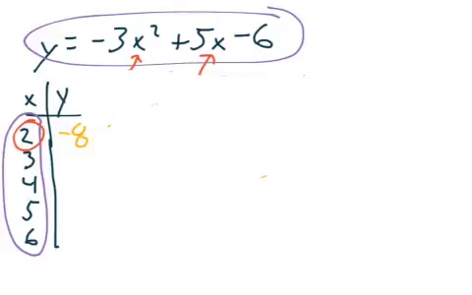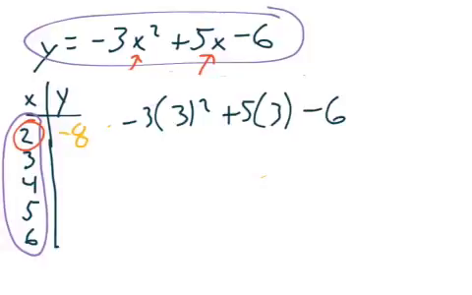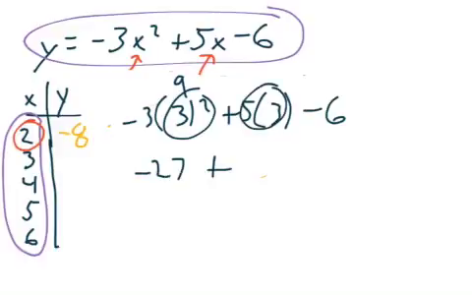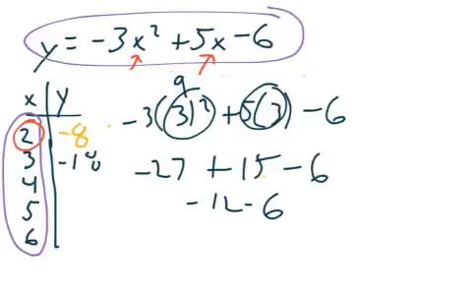And so let's do the next value, 3. So here we go. We got -3, and we're going to plug in the 3. We're going to square it. We're going to add 5 times 3 minus 6. So again, power first. 3 squared is 9. And 9 times -3 is -27. Plus 5 times 3 is 15 minus 6. And let's see what we get here. We get -12 minus 6. So that's -18.